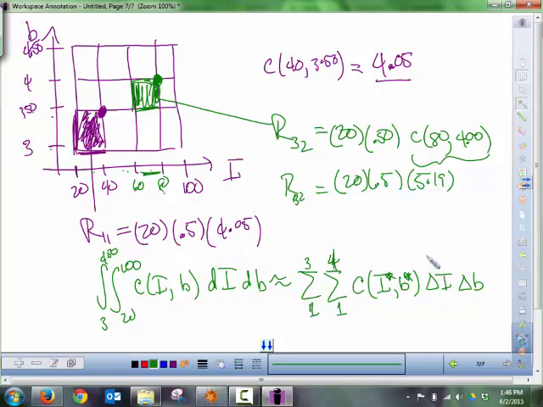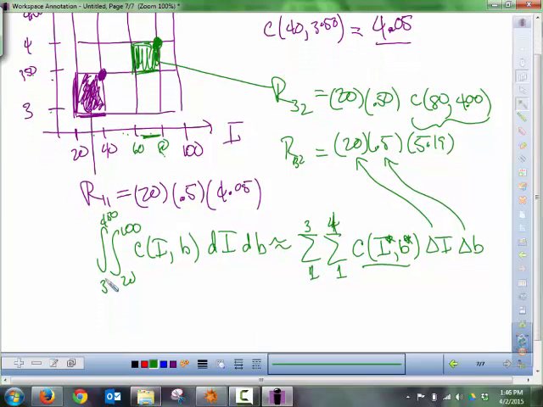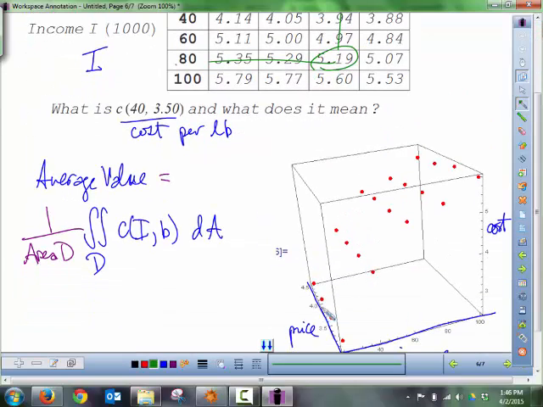And delta I is 20. The delta B is 50 cents. And then these things would be just numbers in the table that you would collect. And then you would just add up 12 numbers. Yeah? You want to find average value, you just divide that by 100 minus 20 times 450 minus 3. Yeah, you divide that by the area of the base. So this is the actual integral, and then to find the average value, you're dividing by the base.